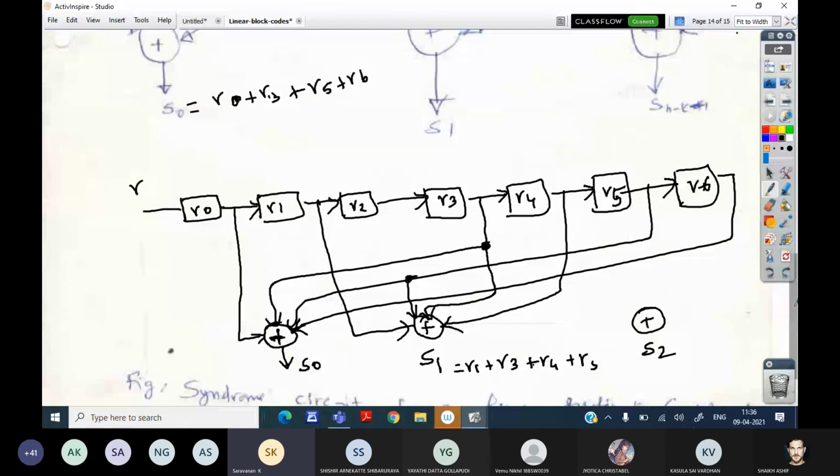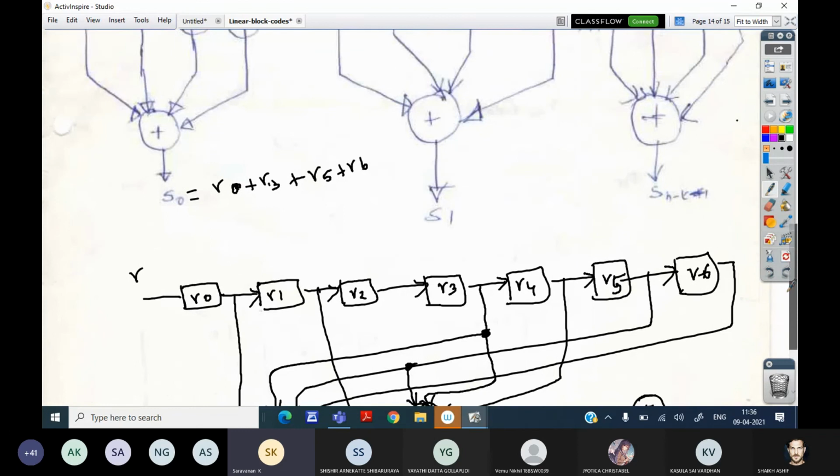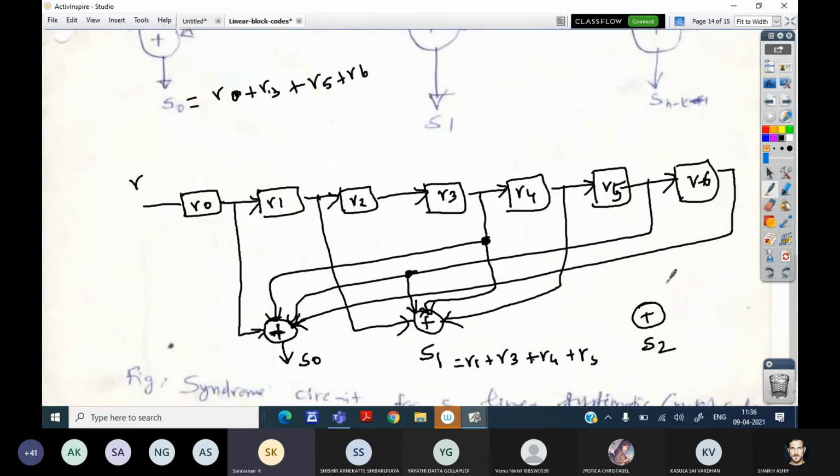For the given problem, the (7,4) linear block code, I know the generator matrix, and using the generator matrix I have calculated the parity check matrix. Then I got H transpose. I multiplied H transpose with the received vector, and this is my syndrome calculator circuit. So we have designed the circuit for syndrome calculation now.